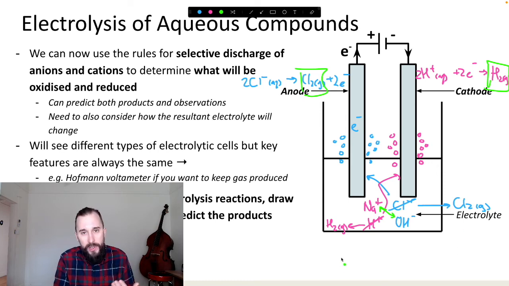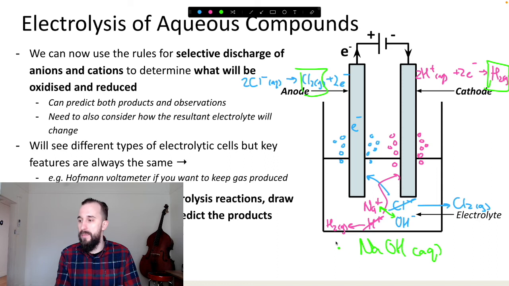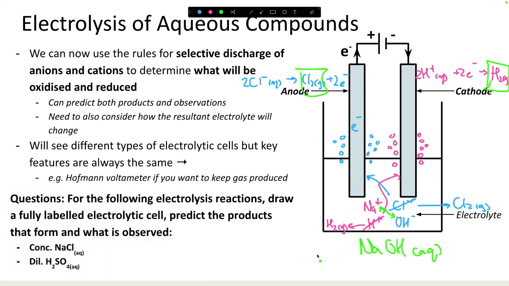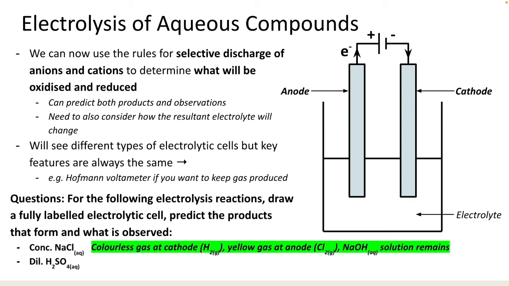So the electrolyte's also going to be converted into an aqueous solution of sodium hydroxide, because that is what will be remaining in the electrolyte once the chloride ions have all converted and the hydrogen ions have all converted. So when it comes to predicting the products, we would see a colorless gas at the cathode, which is the hydrogen gas, yellow gas at the anode, which is the chlorine gas, and then the sodium hydroxide solution will be what remains.